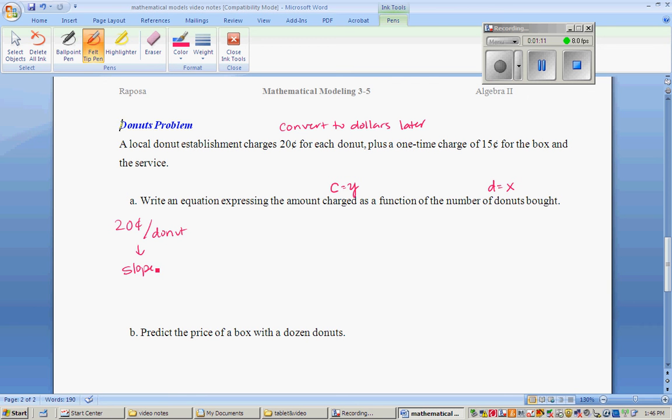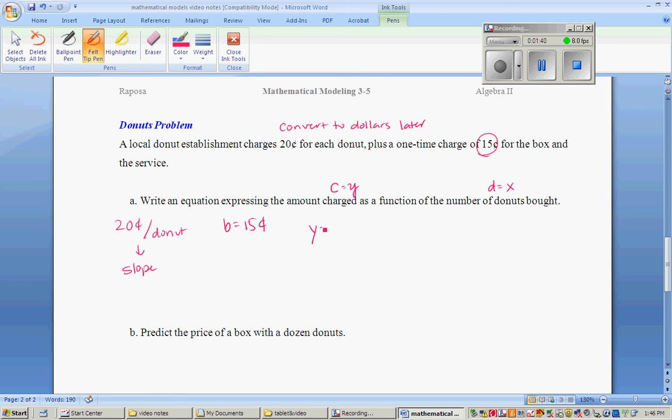Now, if we only knew the y-intercept, I'm going to draw a little pretend xy axis. Well, we actually don't need that. It says they charge you a one-time charge of 15 cents for the box and the service. So no matter what you do, you're starting off at 15 cents. That is the y-intercept.